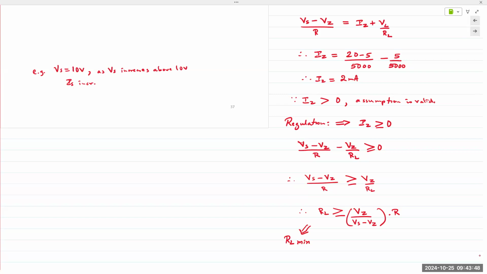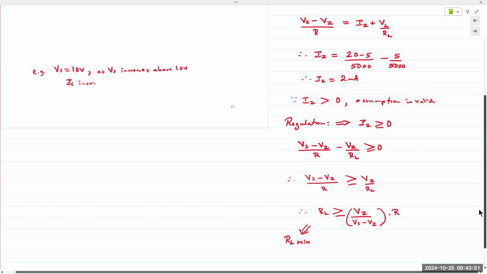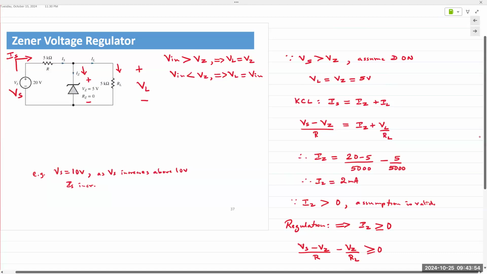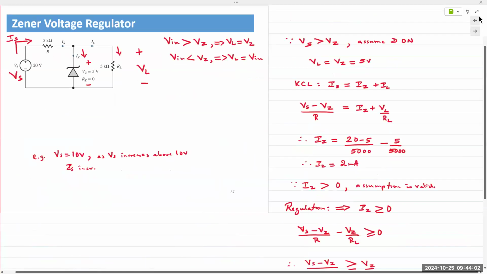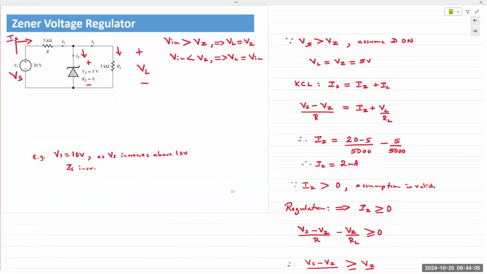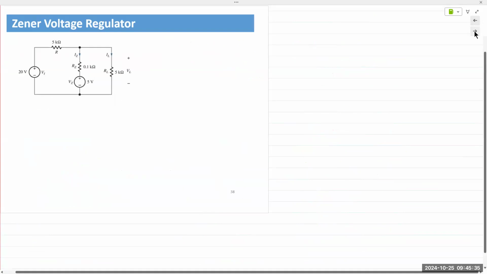So in this example, RZ, Zener resistance, is given as 0. Let's take a look at an example where RZ is not equal to 0. One of my pages went missing. Okay. So this next example has an RZ value of 100 ohms. So we are given a VZ of 5 volts and RZ value of 100 ohms. Let's see how this affects the output voltage.